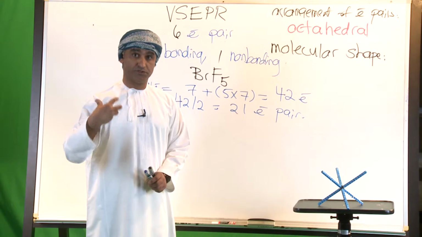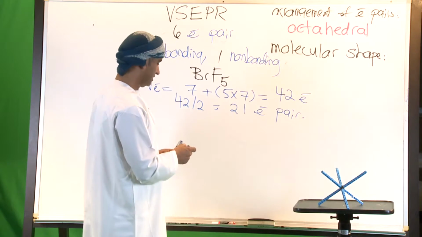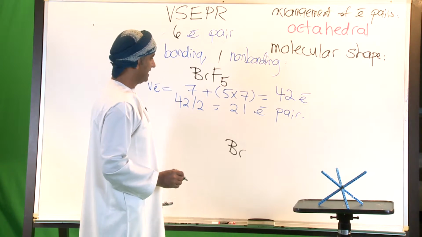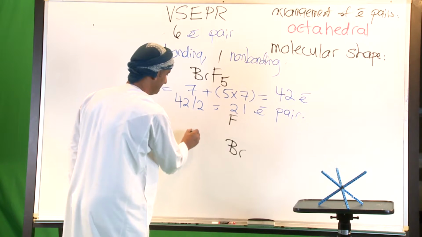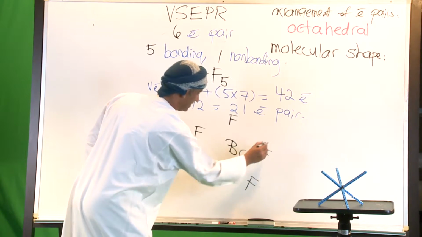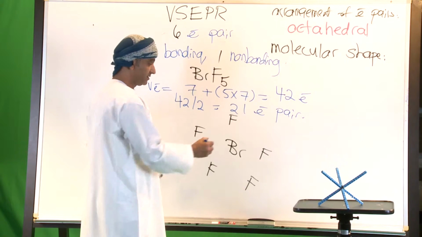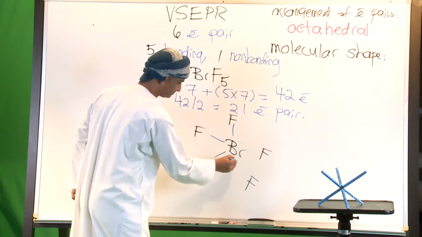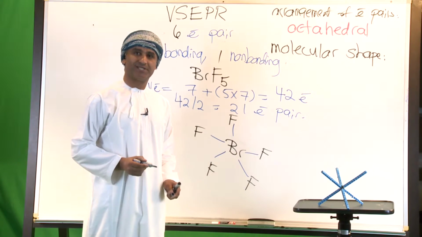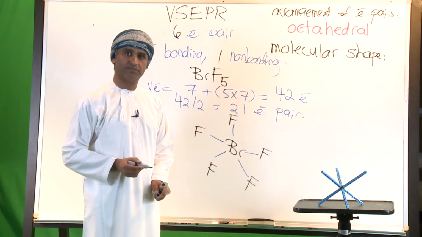In order to draw a reasonable Lewis structure, we begin with drawing the central bromine atom. So that's the central bromine atom, which should be surrounded by 5 fluorine atoms. So that's 3, 4, 5. Next step would be to draw a bond between the central bromine atom and each of these fluorine atoms, like that.